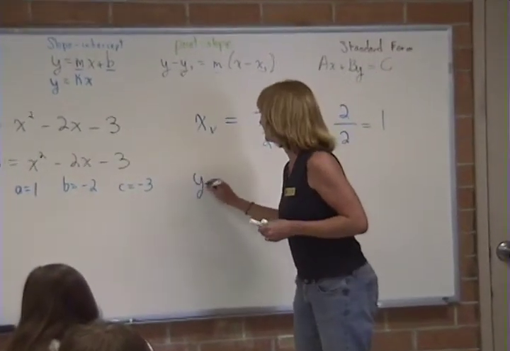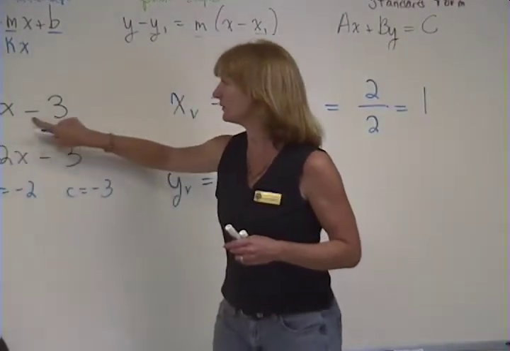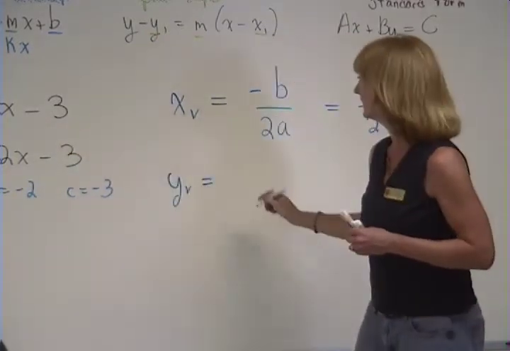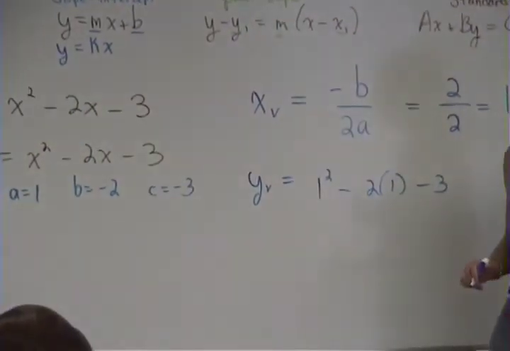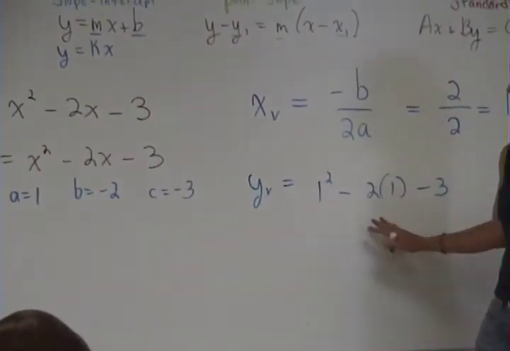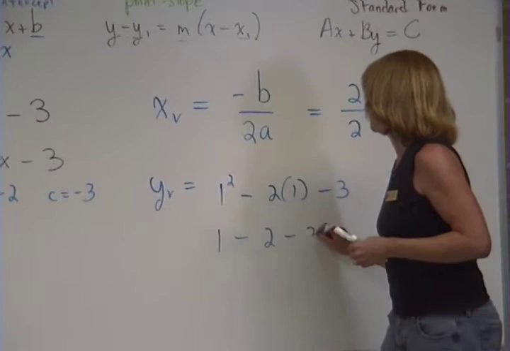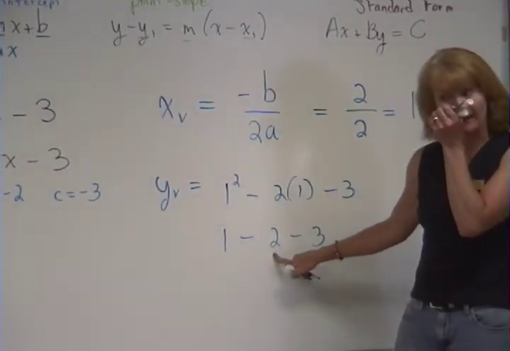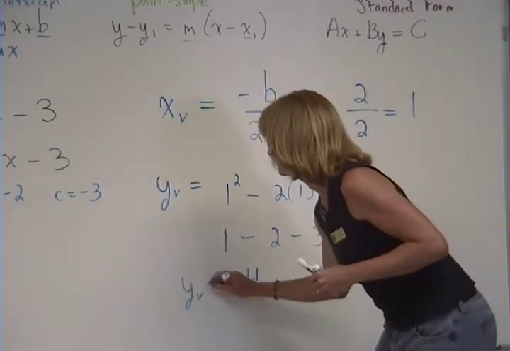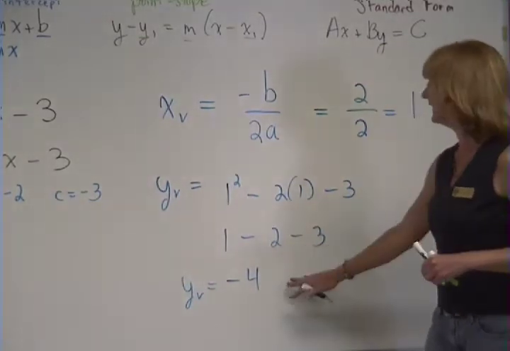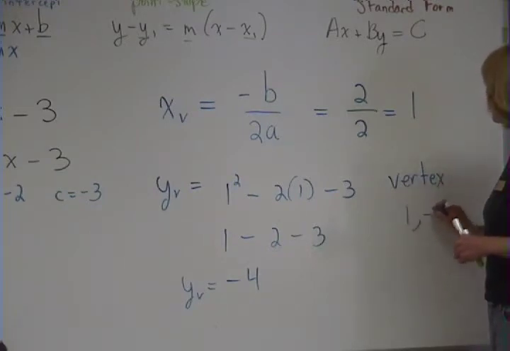To find the y at the vertex, you plug it in. So we're going to plug in a 1 in this equation that we're given everywhere there is an x. And so you have 1 squared minus 2 times 1 minus 3. When you simplify that, you do your exponents first, your multiplication second, and your subtraction left to right. So you have 1 minus 2 minus 3. 1 minus 2 is down to negative 1. Take another 3 away, we're at negative 4. So now you have a vertex, because you have an x and a y. So your vertex is 1, negative 4.